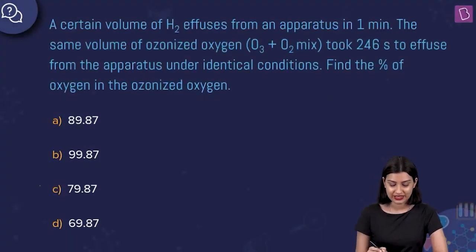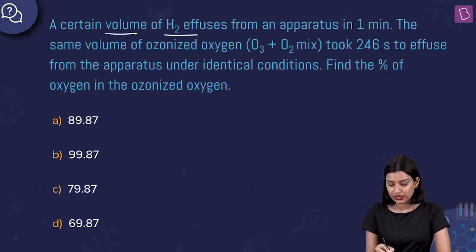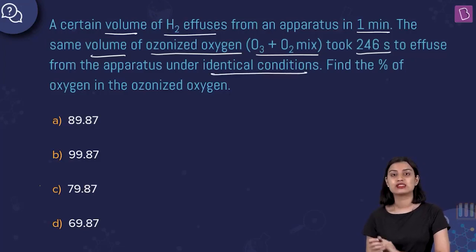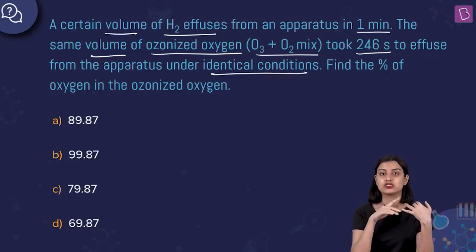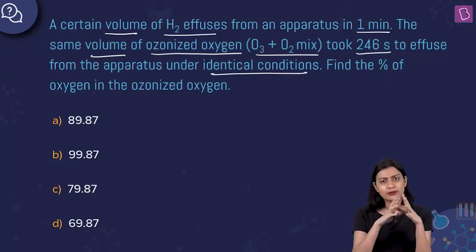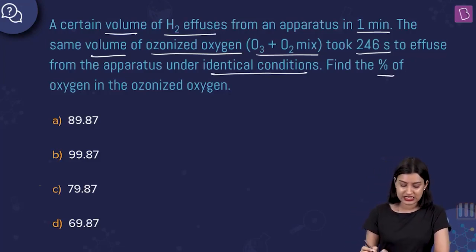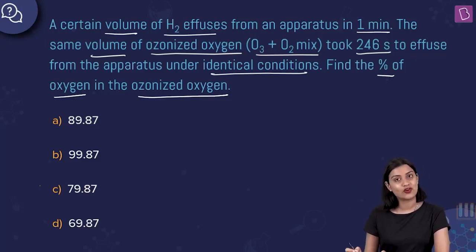Alright, so here they're saying that a certain volume of H2 effuses from an apparatus in 1 minute. The same volume of ozonized oxygen, that is an O3 plus O2 mixture, took 246 seconds to effuse from the apparatus under identical conditions. So what does identical conditions mean? It means that your temperature and your pressure, your ambient conditions, are maintained. They have not been changed. Find the percentage of oxygen in the ozonized oxygen.